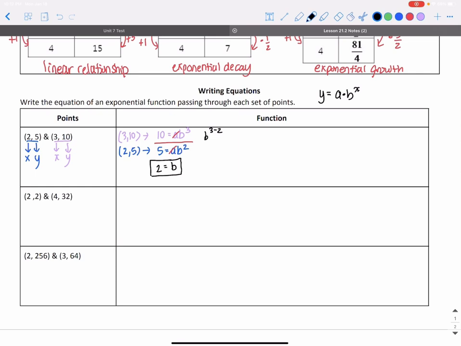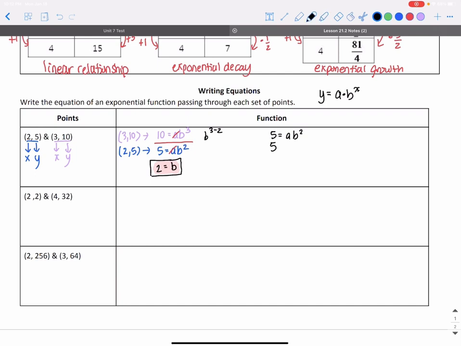Now I'm going to take that b and I'm going to plug it into one of my equations, either this top one or the bottom one, and I'm going to solve for what a is. So I'm going to use the bottom one. I like to use the equation that has smaller numbers. You don't have to, you can use whichever one you want. It'll give you the same answer, but I have 5 is equal to a times b squared. I'm going to plug in, now I know b is 2. So I'm plugging in b is 2.